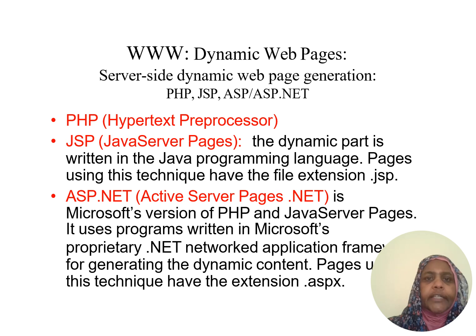Server-side dynamic web pages are generated using multiple technologies: PHP, Hypertext Preprocessor, pages .php; JSP, Java Server Pages, where the dynamic parts of the page are written in the Java programming language. Pages using this technique have the file extension .jsp. ASP.NET, Active Server Pages .NET, is Microsoft's version of PHP and Java Server Pages, and it uses programs written in Microsoft .NET. It's a network application framework for generating dynamic contents. Pages with this technique have the extension .aspx.